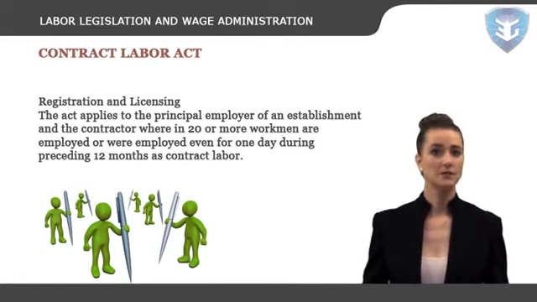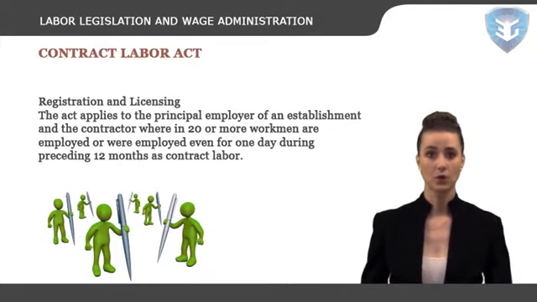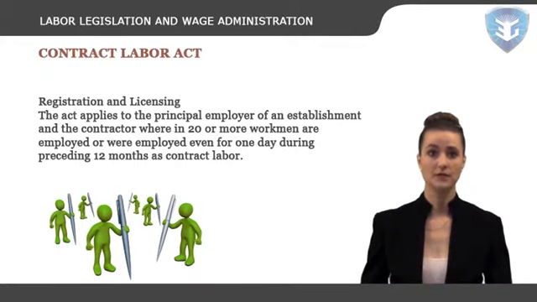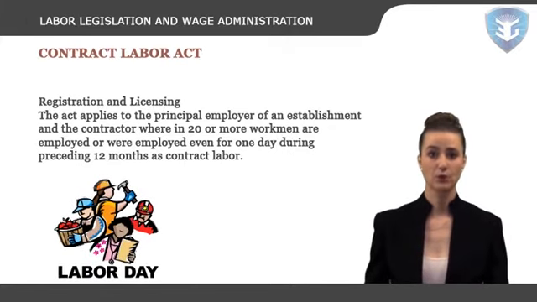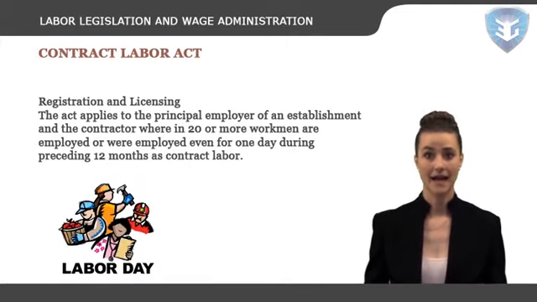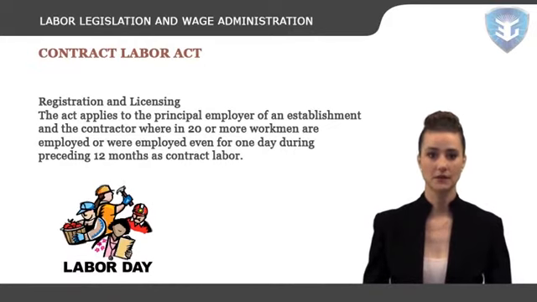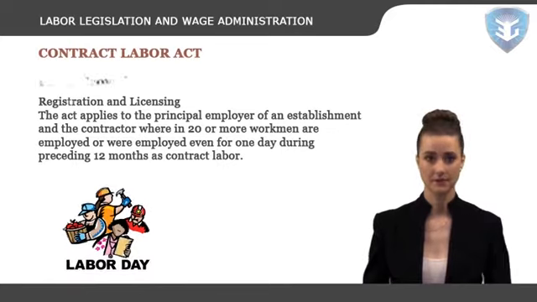The Act applies to the principal employer of an establishment and the contractor wherein 20 or more workmen are employed, or were employed even for 1 day, during the preceding 12 months as contract labor. For the purpose of calculating the number, contract labor employed for different purposes through different contractors has to be taken into consideration. This Act does not apply to establishments where work performed is of an intermittent or seasonal nature.